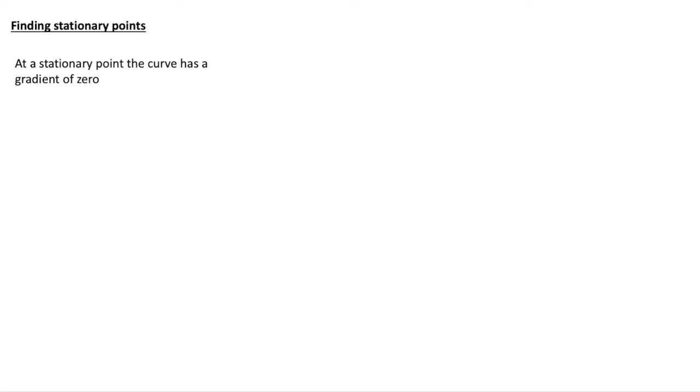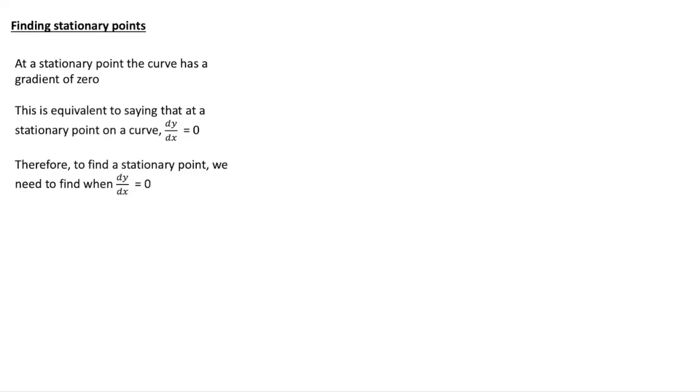So we know that at a stationary point the curve has a gradient of 0, and that's equivalent to saying that a stationary point on a curve has dy by dx equal to 0. And therefore, if we want to find a stationary point, we need to find what values of x give us dy by dx equal to 0. So we'll have a look at an example.